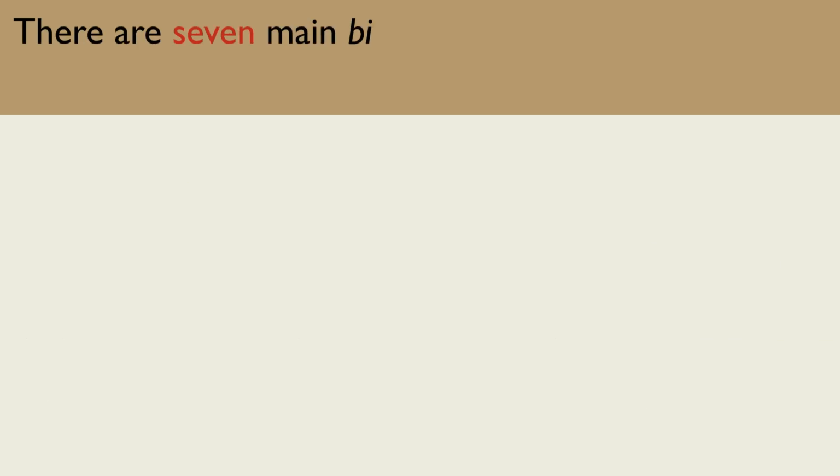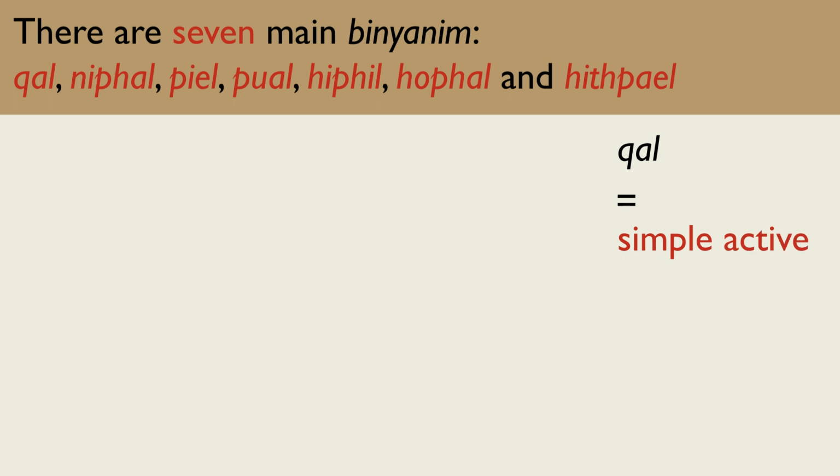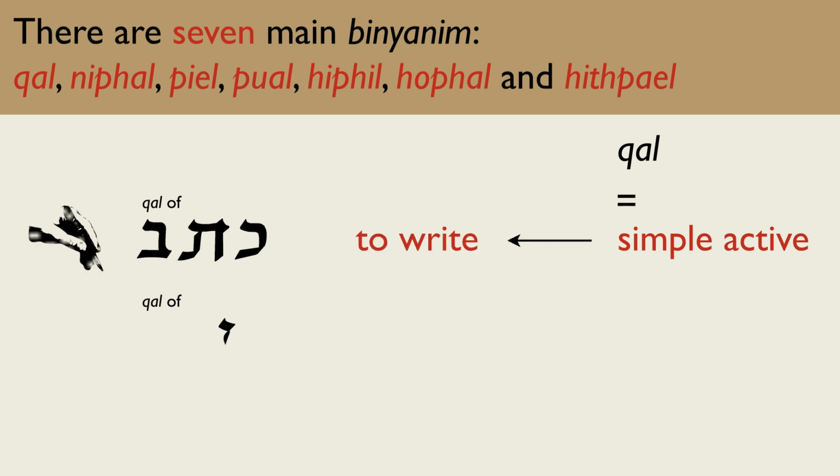There are 7 main binyanim: kal, nifal, piel, pual, hifil, hofal, and hispa'al. The kal is by far the most common binyan. It is called kal because the Hebrew word kal means light, easy, and the kal is the most straightforward binyan, with a simple active translation. For example, the kal of the root kaf tof base means to write, and the kal of the root shin base resh means to break.